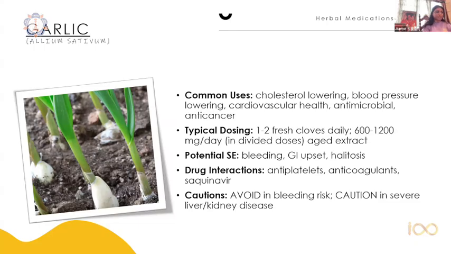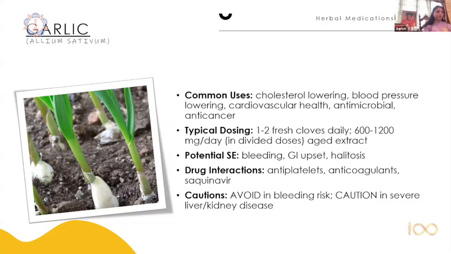So common uses of this medication are going to be cholesterol lowering, blood pressure lowering. People take it a lot for cardiovascular health. It's antimicrobial, anti-cancer. Side effects of this one, it can increase bleeding. It can also upset your stomach if the quantity that you eat is too large, and it can also cause halitosis or offensive breath. And drug interactions with this one, think anything that could increase your bleeding.